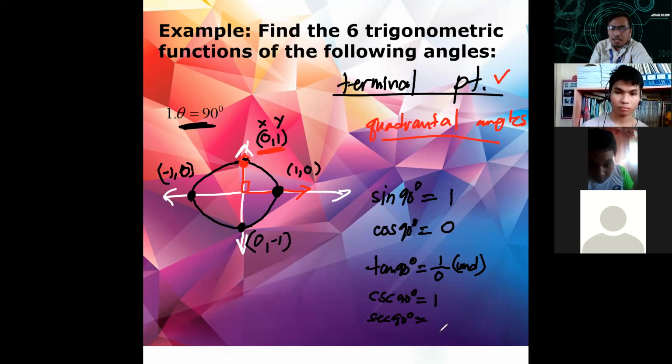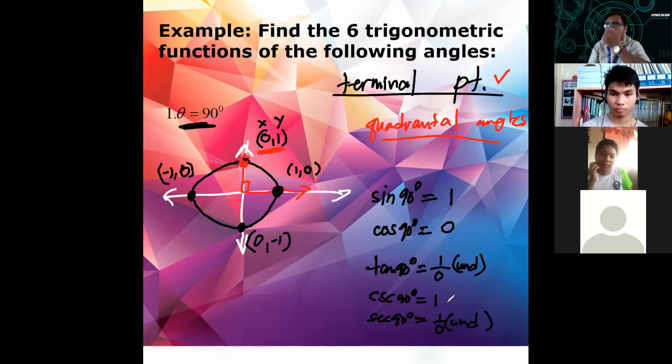If your cosine is 0, it must be 1 over 0, and that is undefined, right? And remember, your calculator will only compute for sine, cosine, and tangent. But in your calculator, there is no cosecant, secant, or cotangent, no?